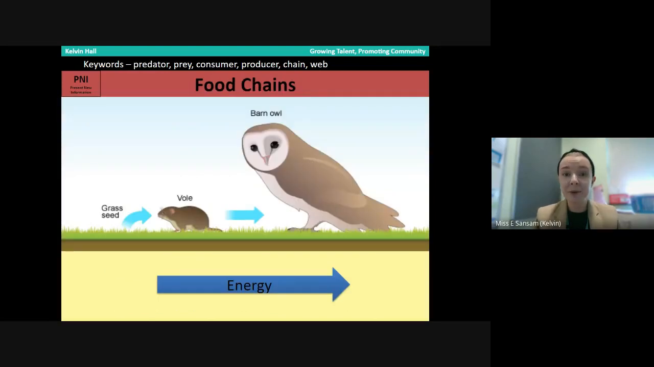Here's a different example. So now I've got grass seed with my arrow again going from left to right. I've got a vole, which is a small mammal. And then I've got an owl. So the vole eats the grass seed, the barn owl eats the vole. And again, like the arrow at the bottom shows, it shows that transfer of energy. So energy from the grass seed is transferred into the vole, and energy from the vole is transferred to the barn owl.